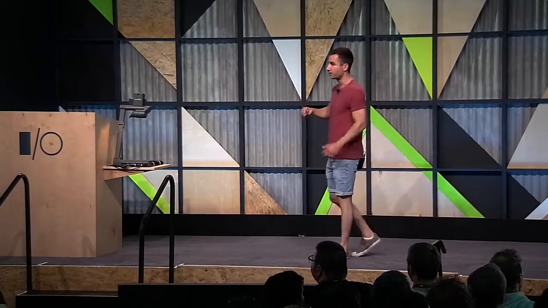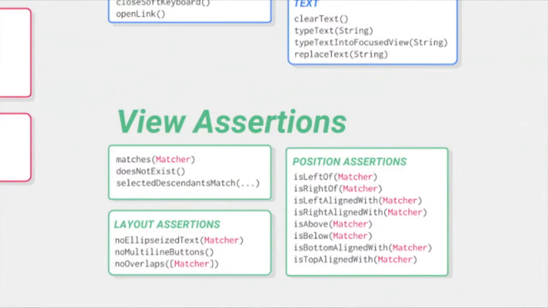But at the same time, if you really want to assert that, if you really want to check that a certain view is displayed somewhere on the screen relative to another view, we do provide position assertions. But they're relative. They're easier to maintain. If you just need to make sure that a button is next to a text view or below it, then you can use the position assertions.